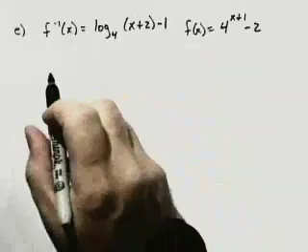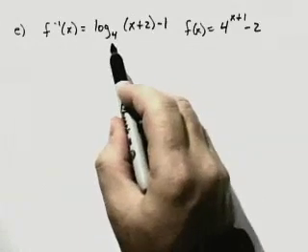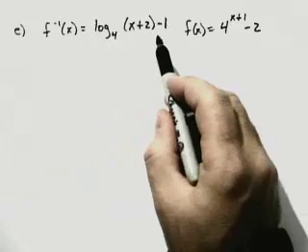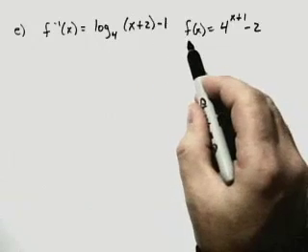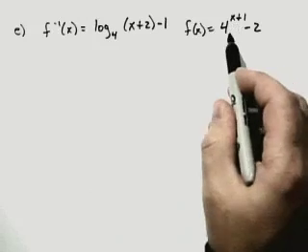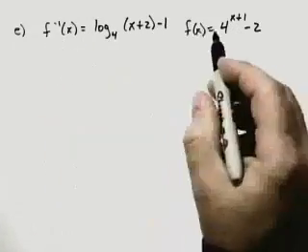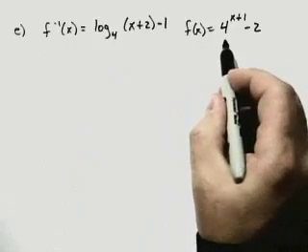In part C of this problem, we use the graph of the function to determine the range of the function. In part E, we're going to use the inverse function to determine the range as well. We found that the inverse function, f inverse of x, was log base 4 of x plus 2 minus 1. Recall that our original function was the exponential function f of x equals 4 to the x plus 1 minus 2.